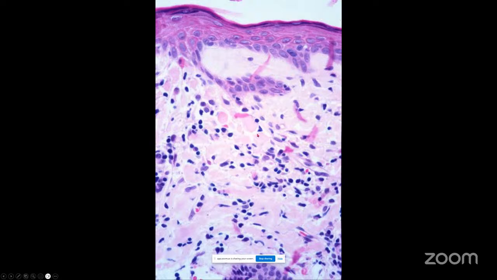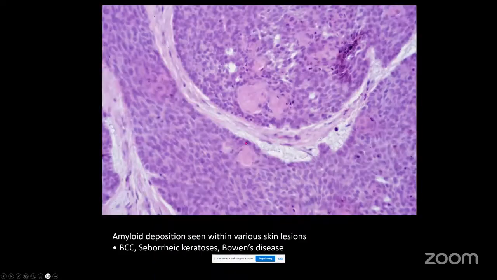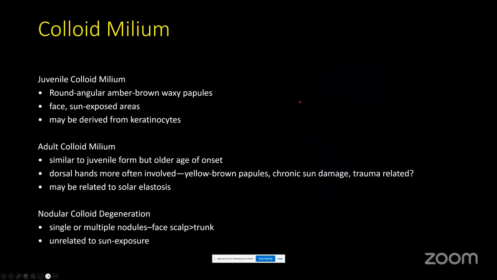And these are examples of cases in which if you stained it with CK903 or some other keratin marker, these would light up. Sometimes you can see amyloid within other neoplasms, especially basal cell carcinoma. I've seen it associated with Bowen's disease also. Bowen, no S's anymore. Colloid milium, I don't like to talk about it because I've almost never seen it.